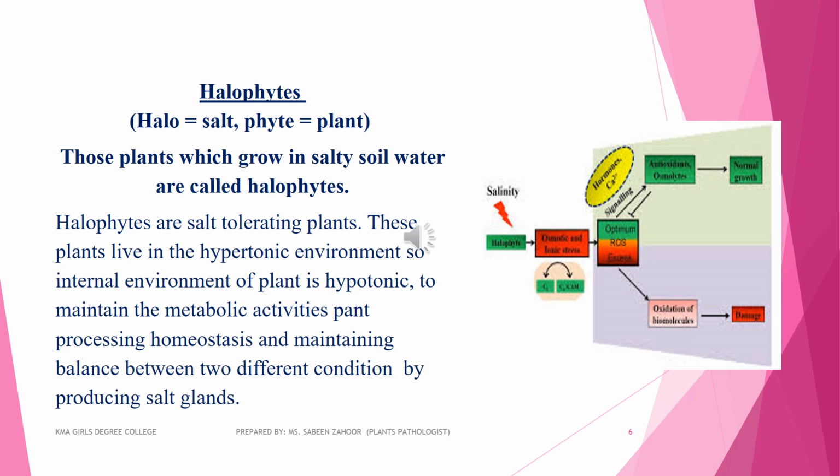So the plant balances these two different conditions by producing salt glands in its body, because the plant absorbs water which is salty in its nature, right?